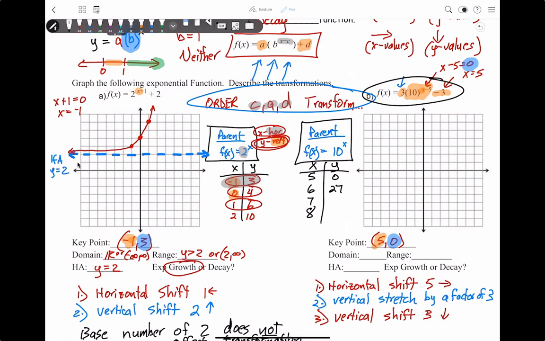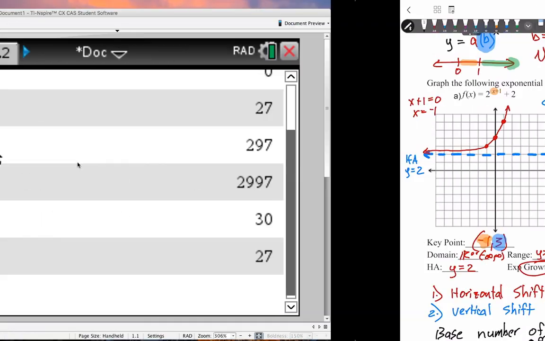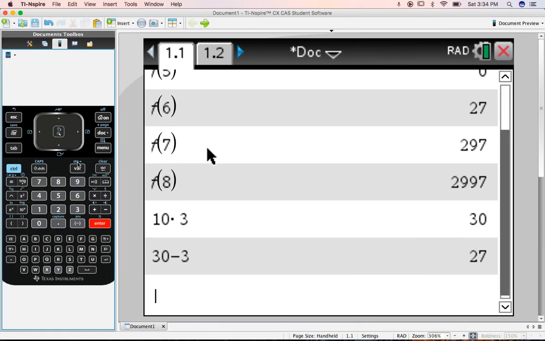Okay, so now let's try 7. If I plugged in 7 for x, I'd get 7 minus 5 is 2. 10 squared is 100, so it'd be 300 minus 3 would be 297, which is what I got way over here. So we'll say 297. And then over here, we got 2,997.